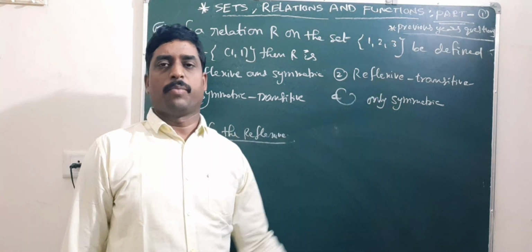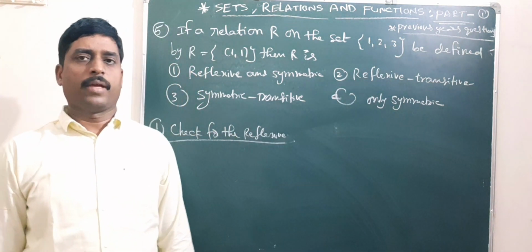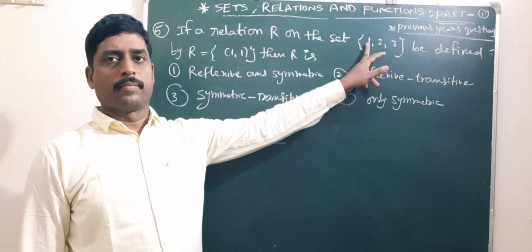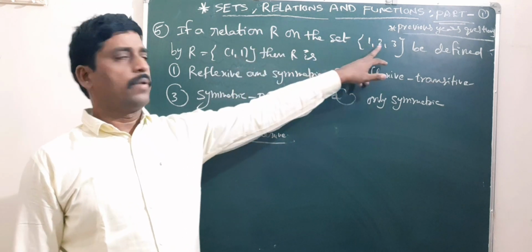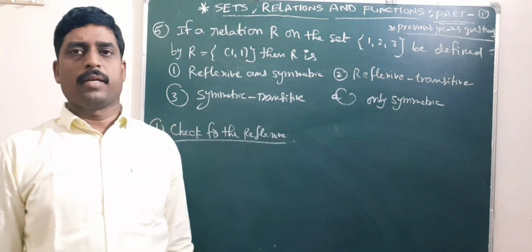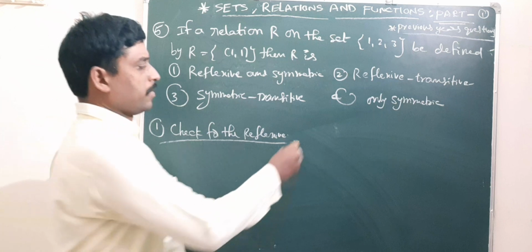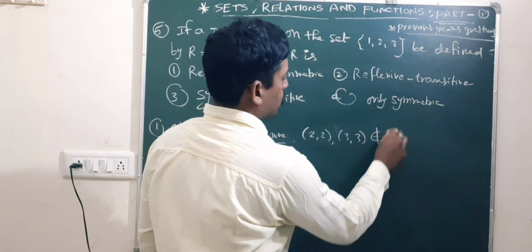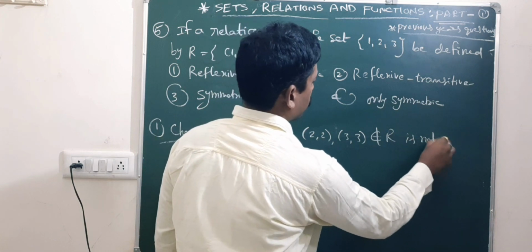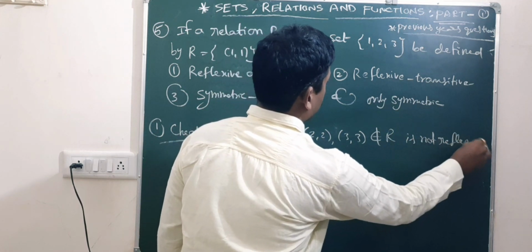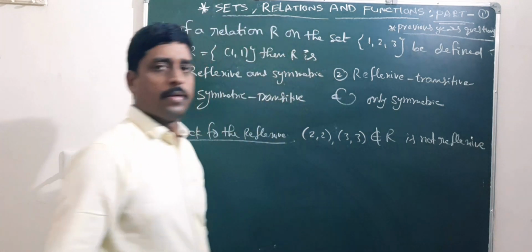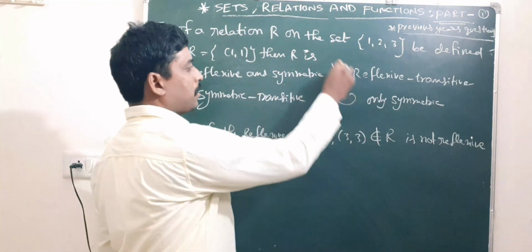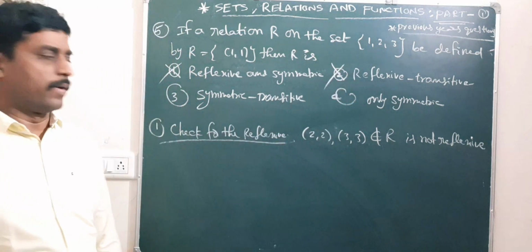So what is the reflexive property? If every element of A is related to itself. So (1, 1) is there. But (2, 2) and (3, 3) combinations are not there. So (2, 2) and (3, 3) do not belong to R. This is not reflexive. So option 1 is wrong, reflexive and symmetric given. Option 2 is wrong, reflexive and transitive given.